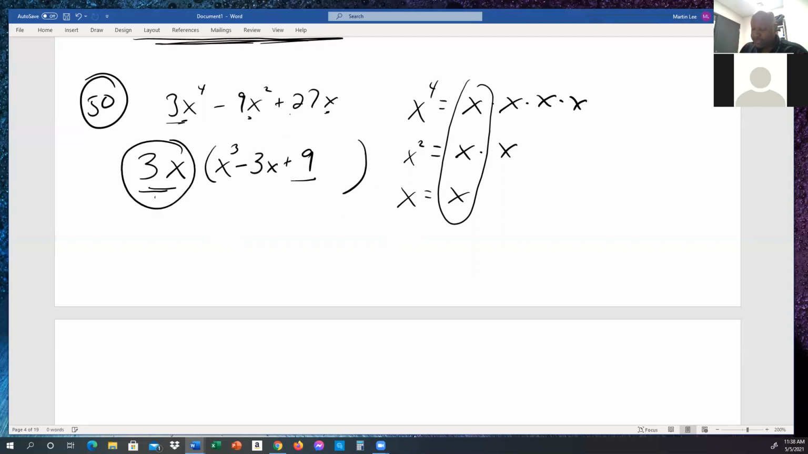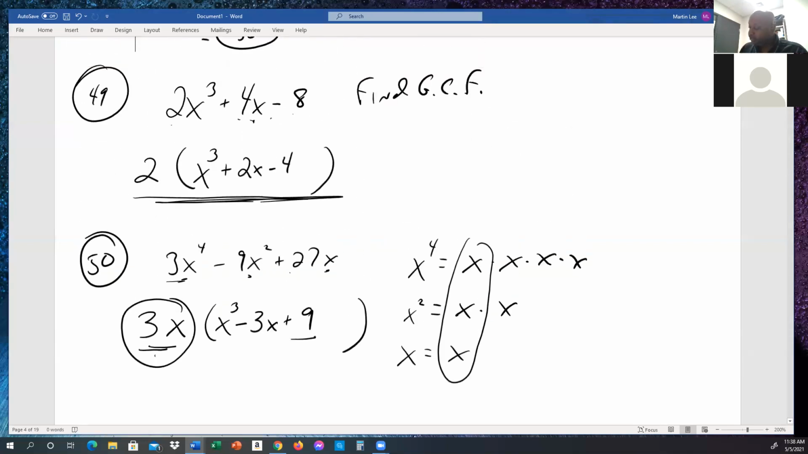So that means our greatest common factor was 3x. And then for 49, let me go back up and circle. The greatest common factor was 2. GCF is 2. Greatest common factor is 3x.